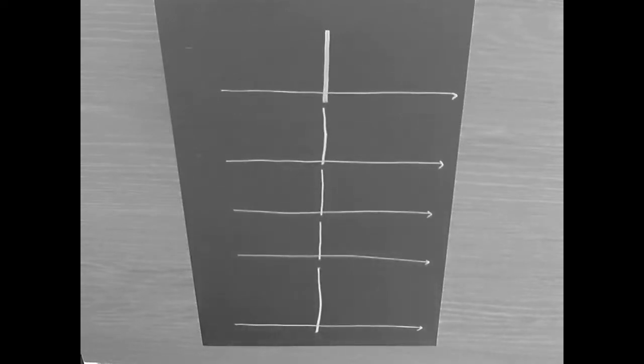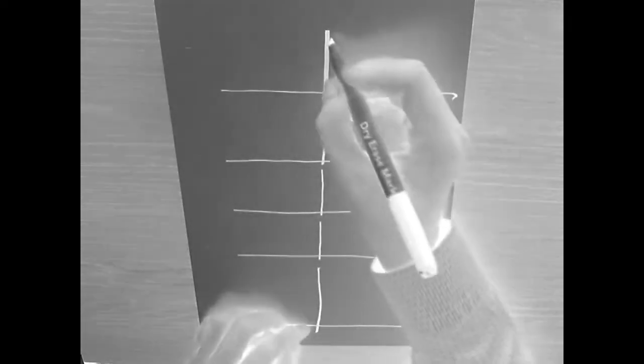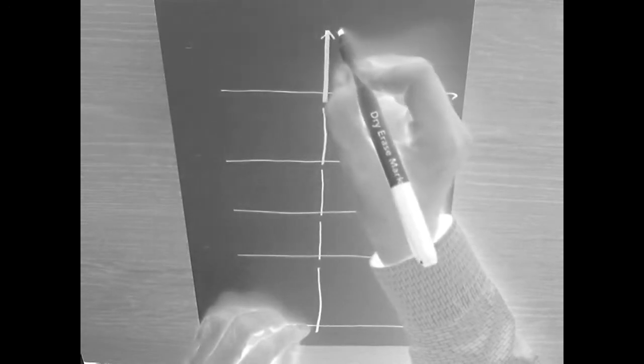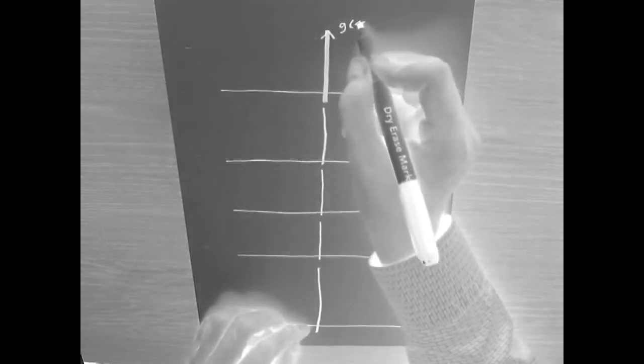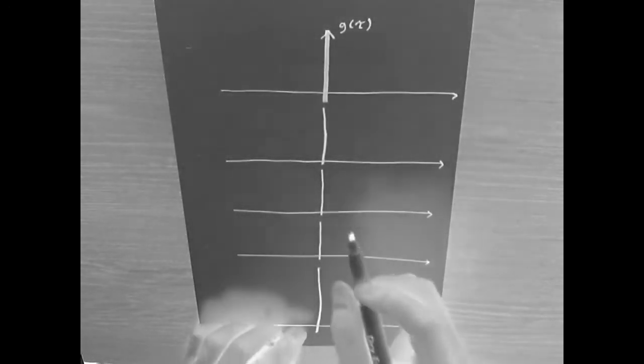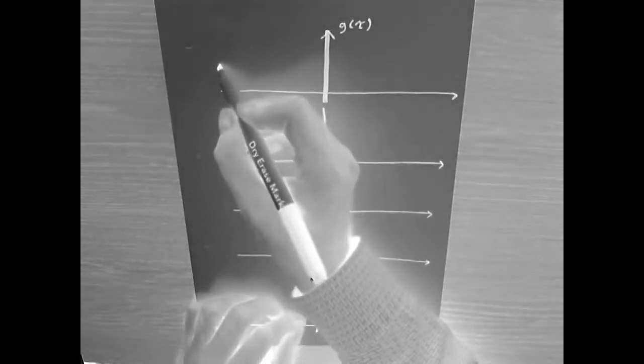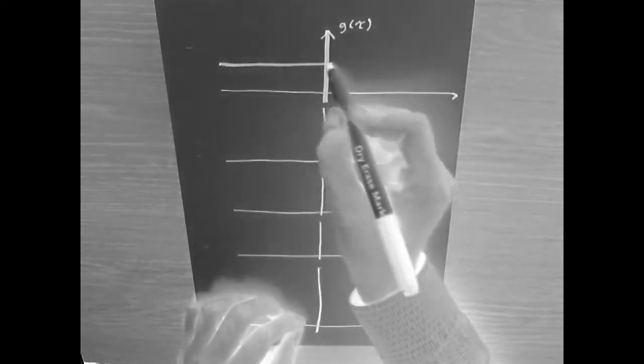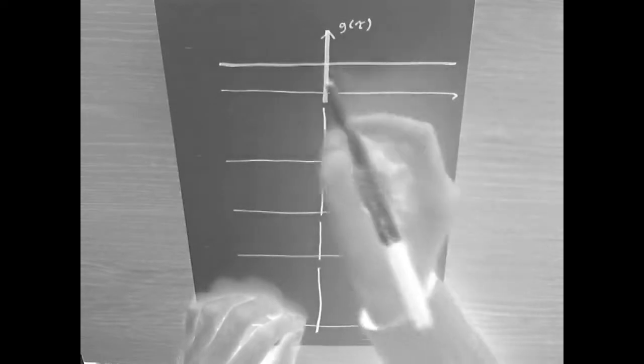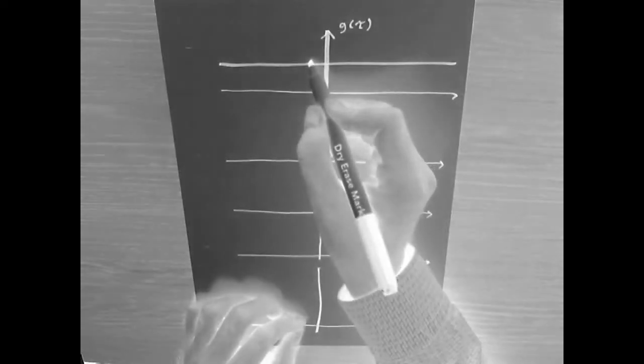So let's draw our transfer function g of tau, which is a straight line. We can draw a straight line like this. We'll give it some arbitrary value because it's constant, but in this case let's just say it's 1.